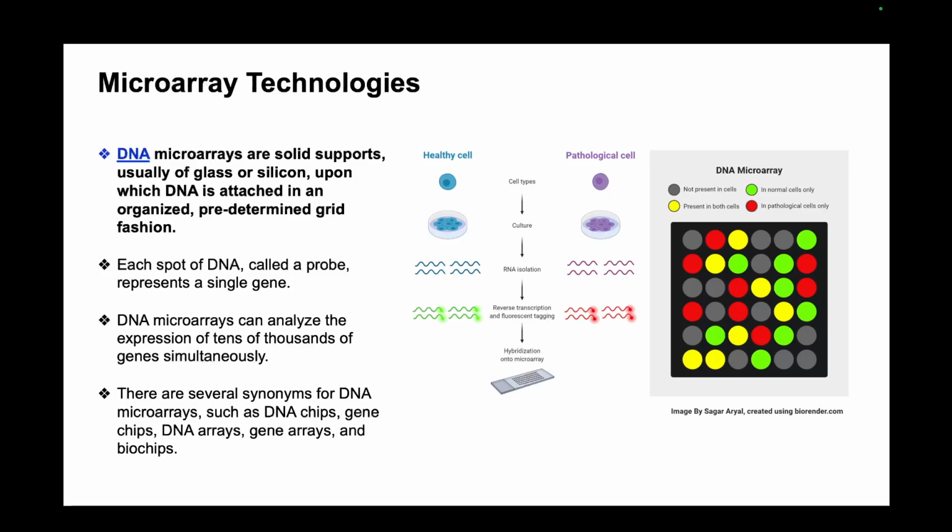So if your gene is getting expressed, your DNA or your RNA, whatever you're trying to look at, will come and hybridize with the probes present in the microarray. This is a very elegant technique, because firstly it is very cost effective, and secondly it is easier to do. But there is a very big but along with it: you already have to know what you are looking for.